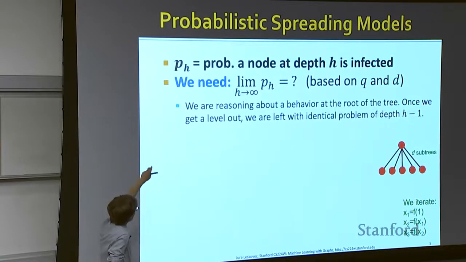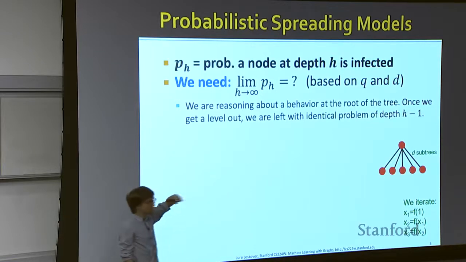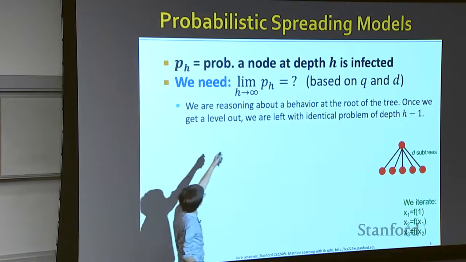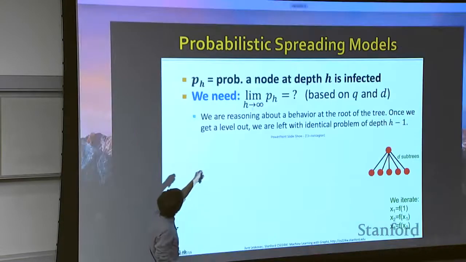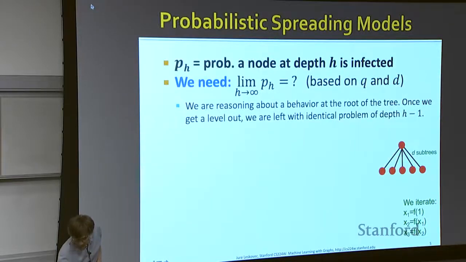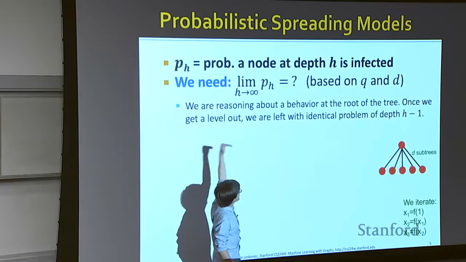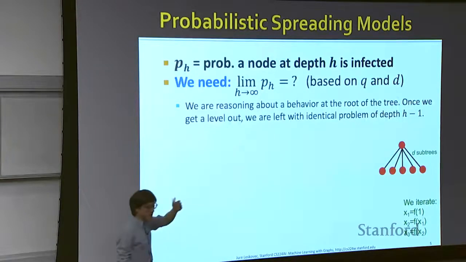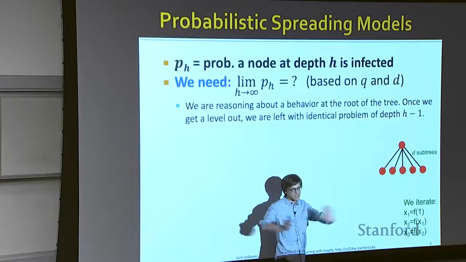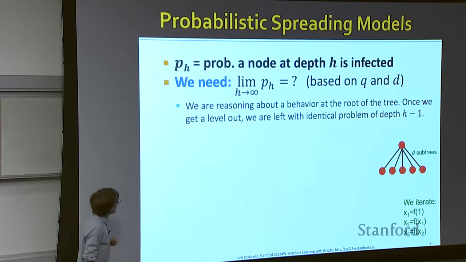So we say P of h is the probability that a node at depth h is infected. And what we want to compute is this limit here: what happens to this P of h as h goes to infinity. This P of h is a function of two things, q and d. D is the fan out, q is the infectiousness of the disease. Right?